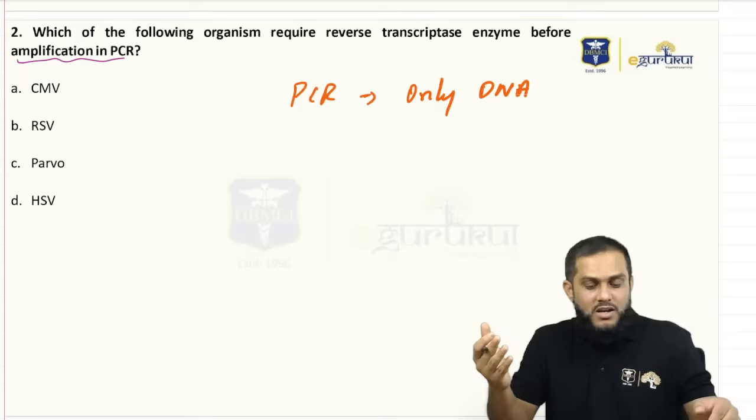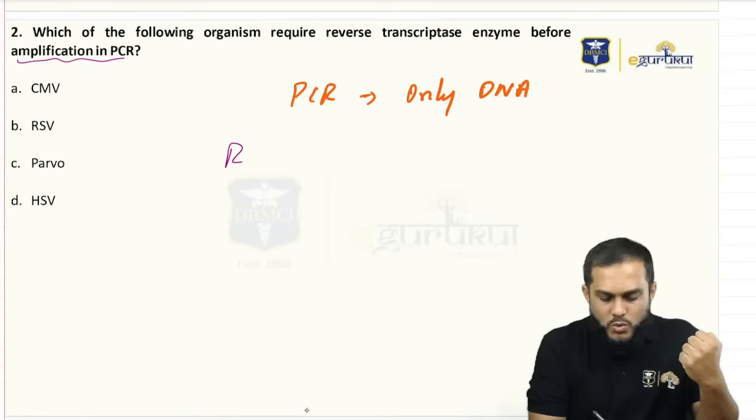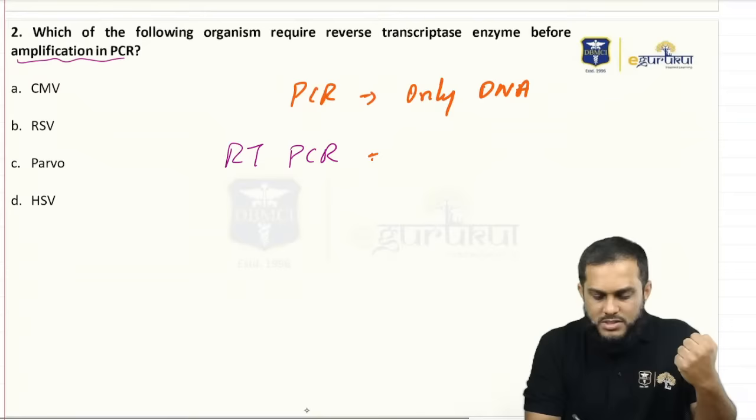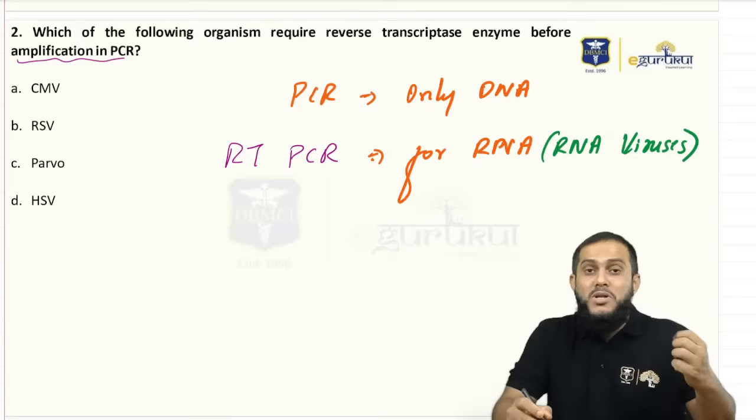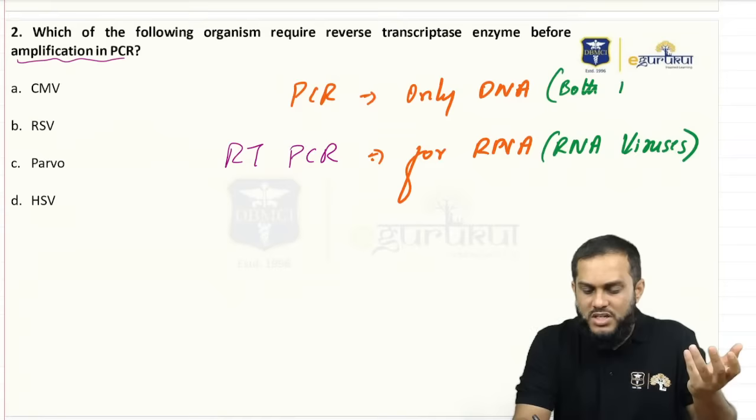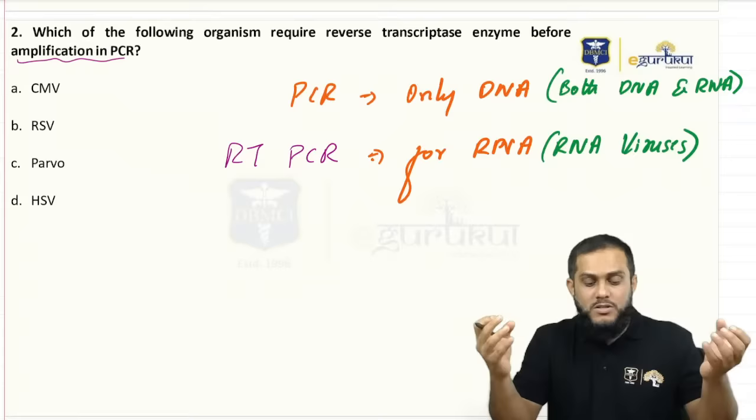That's why for RNA organisms, we have to do RT-PCR. RNA-containing organisms are only RNA viruses. They are known as RNA viruses because they have only RNA and no DNA, whereas all other organisms have both DNA and RNA. Therefore, PCR can detect all organisms except RNA viruses. For RNA viruses, we have to add RT.